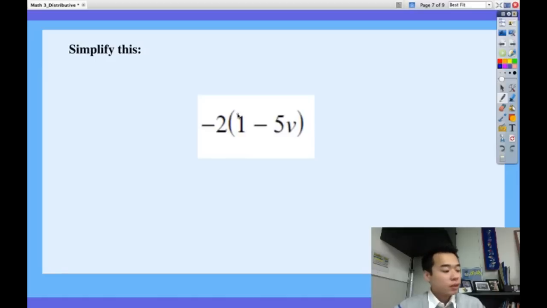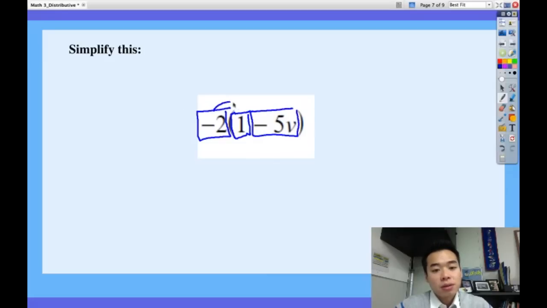Okay, same thing with this one. Step 1, I'm going to box each term. So now I have a negative 2 on the outside, positive 1, and a negative 5v. Do the distributive property, or some people call it the double rainbow, but we're going to call it the distributive property of multiplying. Negative 2 times positive 1, negative times positive is a negative, so negative 2. Negative 2 times negative 5v, negative times a negative is a positive, so that's positive 10v.